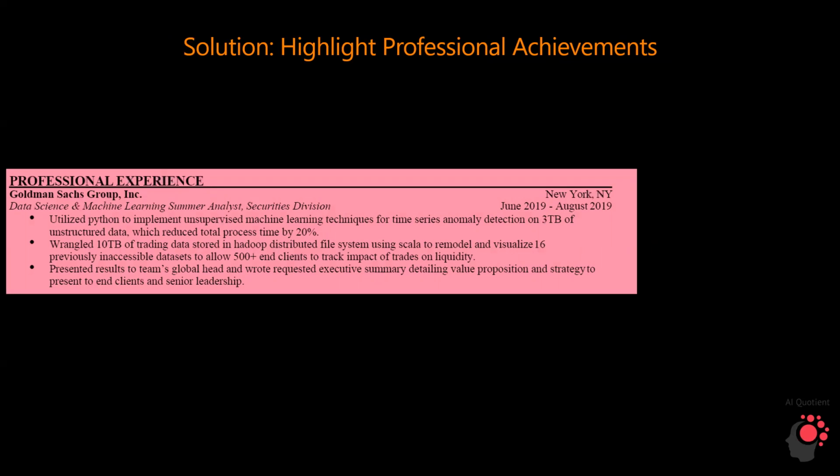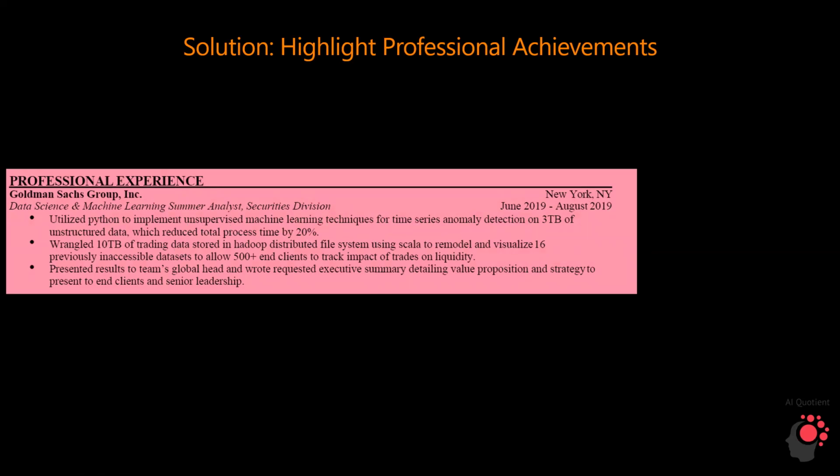So look at this example. Look at this resume, right? As you can see, she utilized Python to implement unsupervised machine learning techniques for time series anomaly detection on 3 terabytes of data, a lot of data, right? Which reduced auto process time by 20%. So now this person is being specific. This person is highlighting what she has done, what her job was, by focusing on an achievement, right?